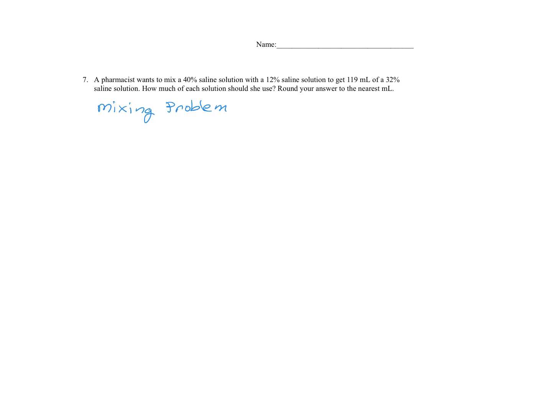It also makes the system easier to solve and interpret at the end. All right, so we've got a pharmacist who's going to be mixing a 40% saline solution with a 12% saline solution to get 119 milliliters of a 32% solution. So we're basically mixing some liquids together to create a new liquid. And so what we're going to do first is define our variables. We're going to let x, again, you can pick any variable you want, but it's traditional to use x and y. X is going to be the number of milliliters of our 40% solution.